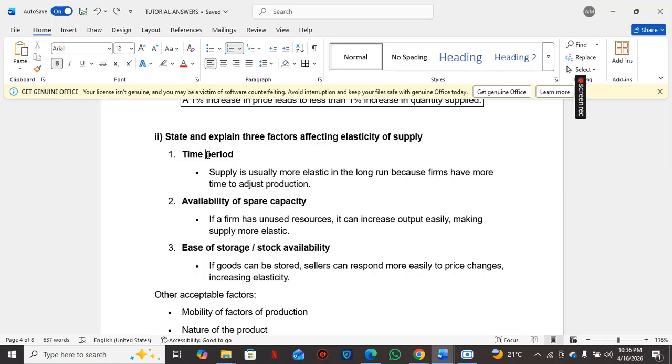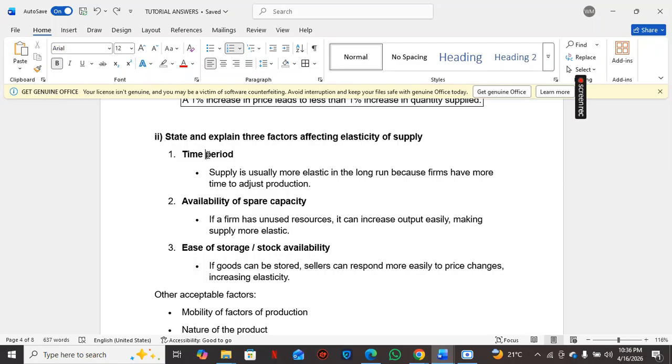Okay. But in the long run, after time has passed, you've raised the money you need, you buy new equipment, you build a new factory, you hire new workers, your supply will increase. Okay?